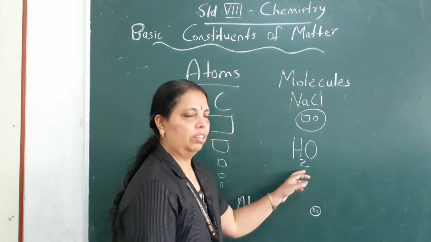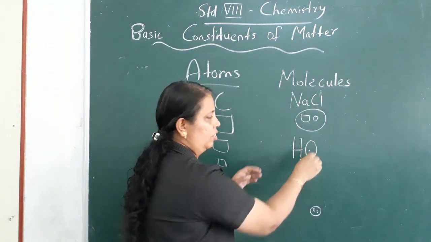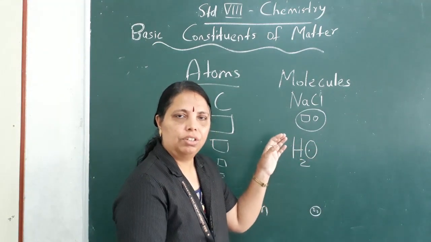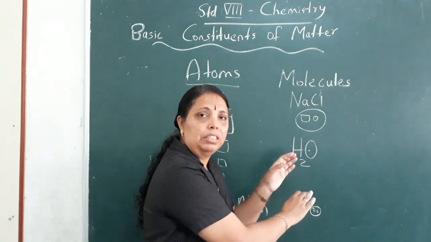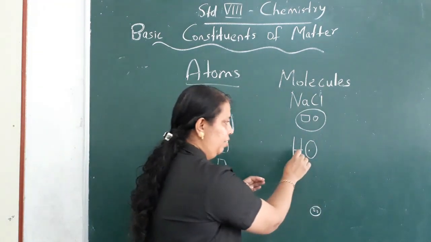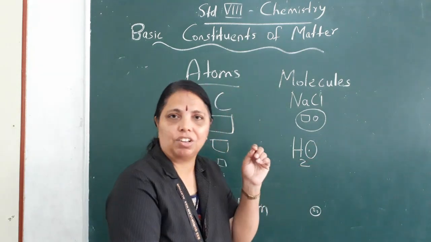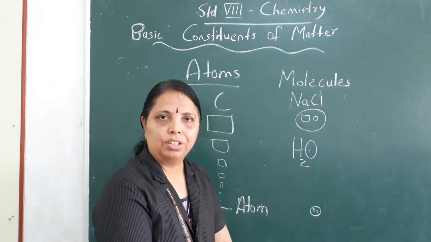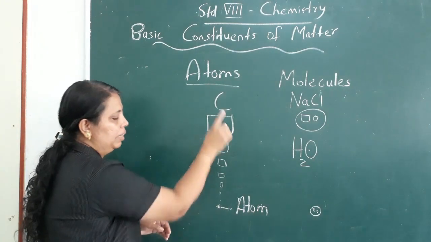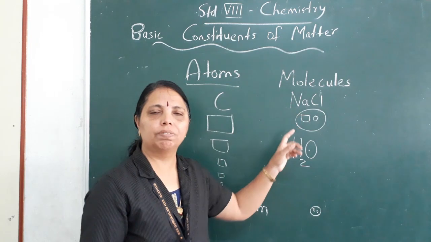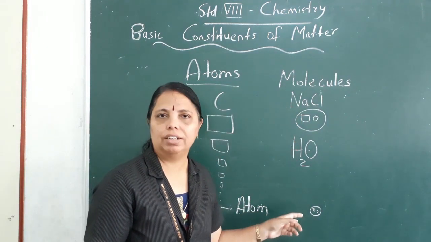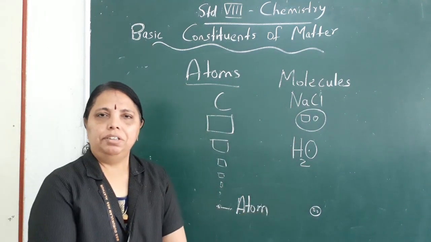I'll teach you how we got this too, don't worry. So hydrogen and oxygen together are needed for water to be formed. Now this is a compound. The smallest particle will also have hydrogen and oxygen, and that particle is called a molecule. Understood? So the smallest particle of an element is called an atom. The smallest particle of a compound is called a molecule. Is it clear?